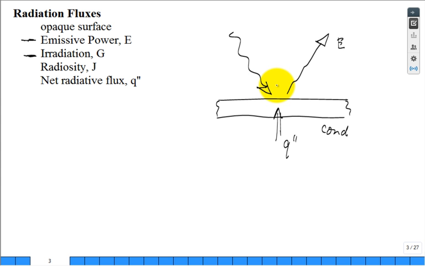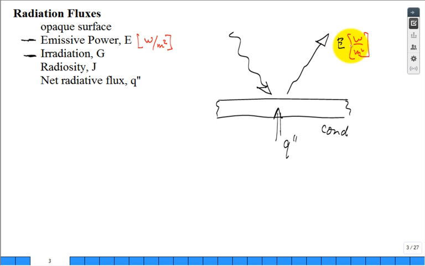Now, because we don't want to talk about the size of the surface, we're going to talk about the emissive power in funny units of watts per meter squared. I'd prefer to call it emissive flux, but the book uses emissive power, so I'm not going to try and confuse you. But this has watts per meter squared.